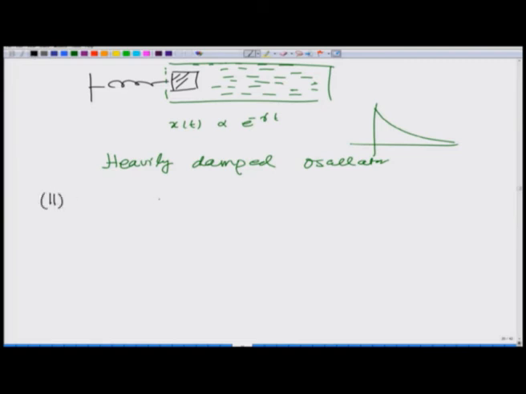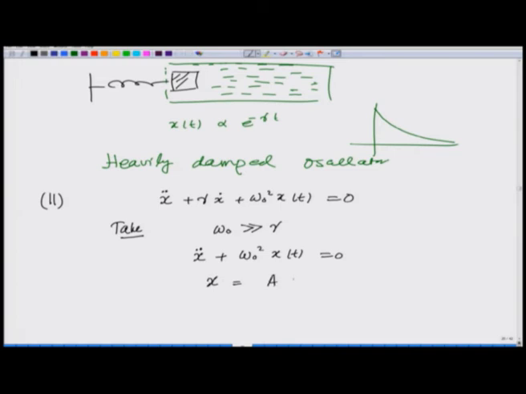Case 2. Let us take the other case, x double dot plus gamma x dot plus omega 0 squared x of t equals 0, and take omega 0 to be much greater than gamma. In that case, to a good extent, I can write x double dot plus omega 0 squared x of t equals 0, and x could be a cosine of omega 0 t plus b sine of omega 0 t.